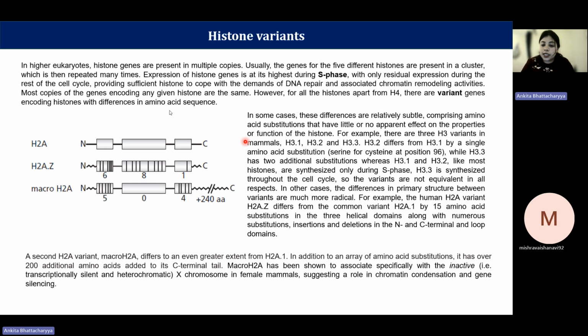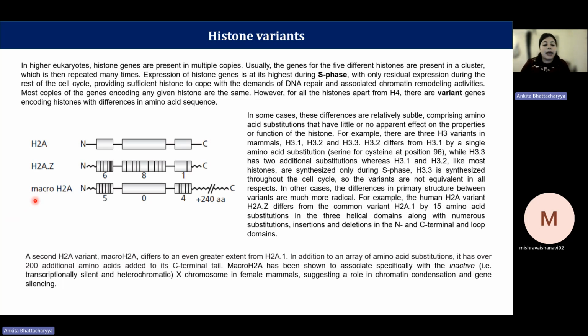One example here is that differences in primary structure between variants are also radical in some cases. For example, the human H2A variant, H2A.Z, differs from the common variant H2A.1 by 15 amino acid substitutions. That is immense. These are in three helical domains, along with numerous substitutions, insertions, and deletions in the N-terminal and C-terminal and loop domains. So this is H2A, the canonical histone. This is H2A.Z, which has a large number of changes, and these are the different sites at which these amino acid substitutions have taken place.